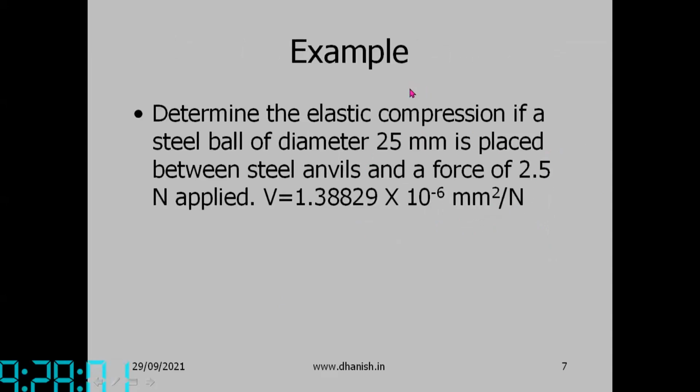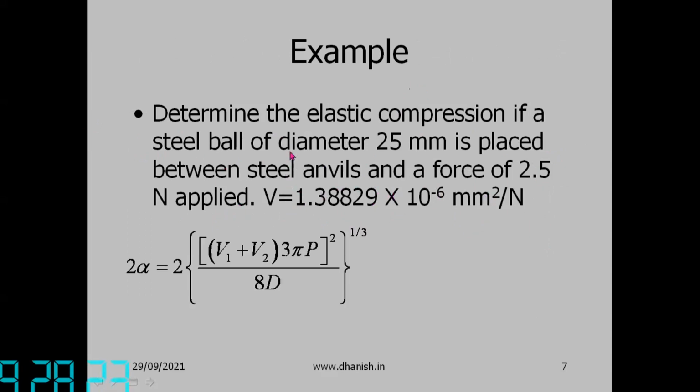Okay, so now let us do a small problem based on that. Determine the elastic compression if a steel ball of diameter 25 mm is placed between steel anvils and a force of 2.5 newtons is applied. V is equal to 1.388 into 10 raised to minus 6 millimeter square per Newton.